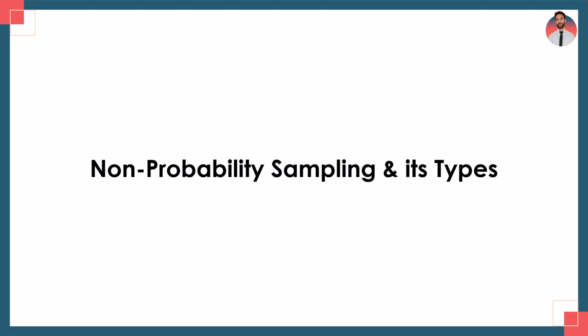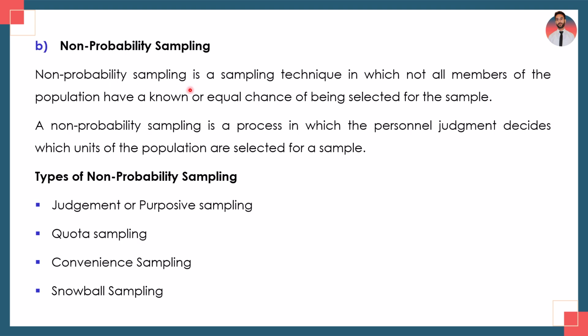Now students, first of all, I will explain non-probability sampling and its types. Non-probability sampling is a sampling technique in which not all members of the population have a known or equal chance of being selected for a sample. A non-probability sampling is a process in which personal judgment decides which units of the population are selected for a sample. Here, non-probability sampling is a subjective approach and the units of the population have no equal probability or chance of being selected for a sample.